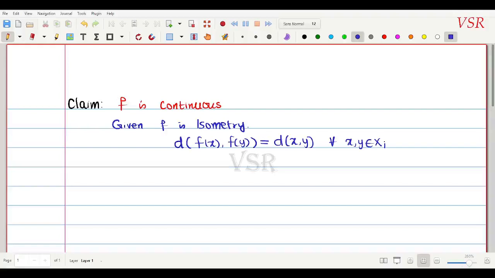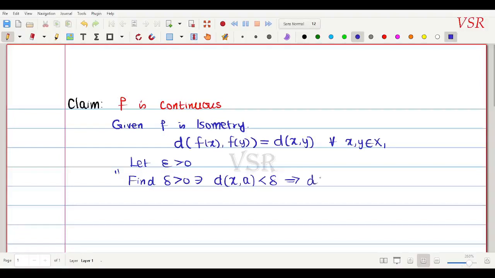So now to show continuity, what am I going to do? Let epsilon be positive. What do we need to find? Find delta positive such that whenever distance between x, a is less than delta, this must imply that distance between f(x), f(a) is less than epsilon, for every x, a belongs to X. Here I have fixed a, and a belongs to X, so I may write this for every x belongs to X. So we need to find a delta satisfying this condition. From this, we can easily find delta.